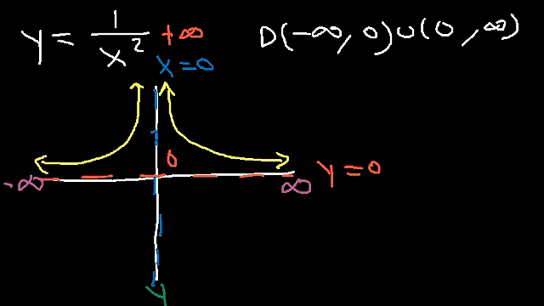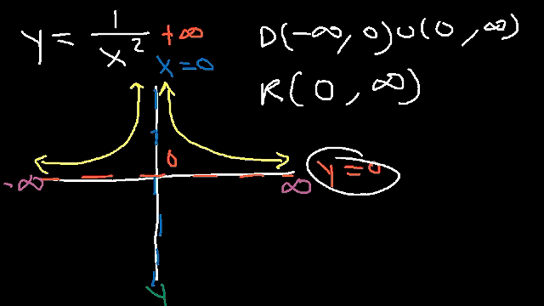If you plug in 1 into x, y is going to be 1. If you increase it to, let's say, 100, y is going to be 0.0001. If you increase it to 1,000, y is going to be 0.000001. It's going to get closer and closer to 0, but it never actually touches 0. So the range is going to be from 0 to infinity, but it does not include 0 since that's a horizontal asymptote. So we have to use a parentheses.